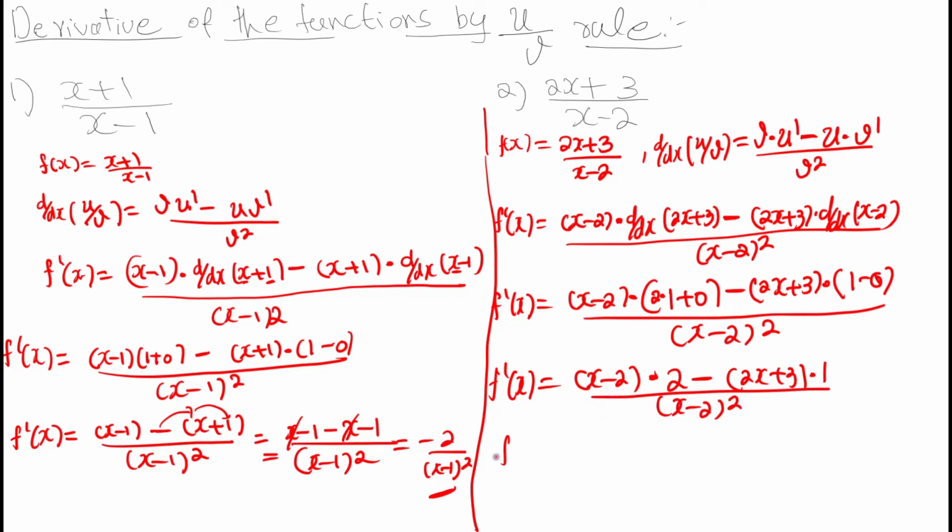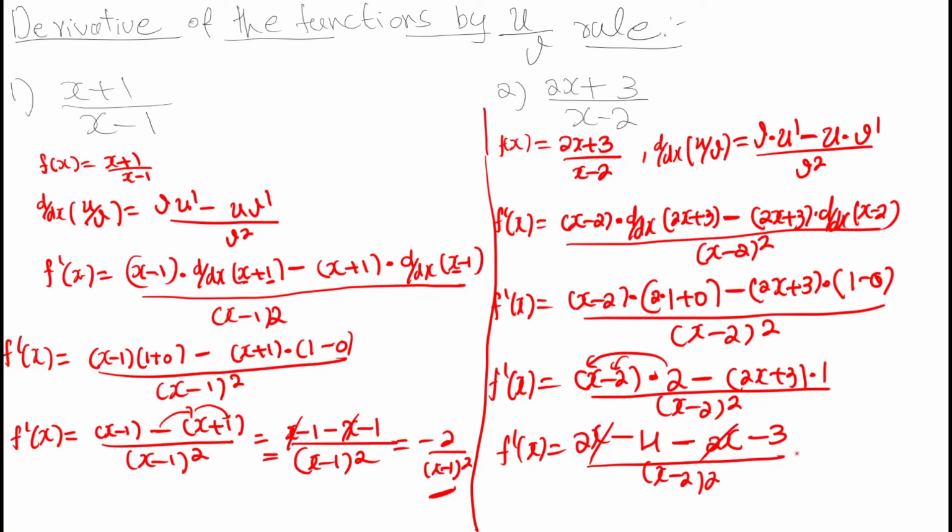Now expand this one. f dash of x is equal to 2 into x is 2x, 2 into minus 2, again I need to multiply here, right? Minus 4, minus into 2x is minus 2x, minus into 3 is minus 3, divided by x minus 2 whole square. Plus 2x minus 2x gets cancelled, minus 4 minus 3 is equal to minus 7, divided by x minus 2 whole square will be the derivative.